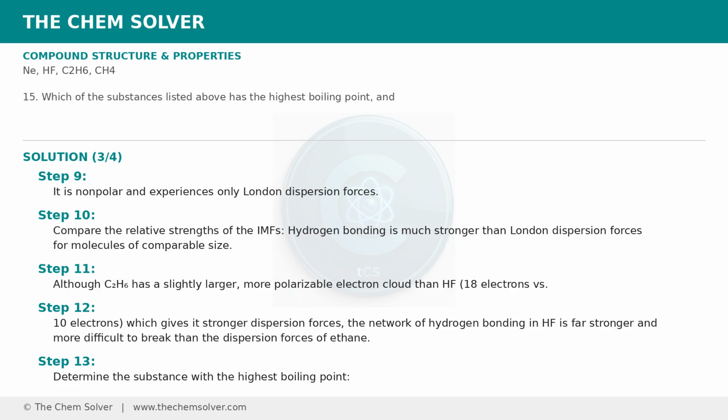Compare the relative strengths of the IMFs. Hydrogen bonding is much stronger than London dispersion forces for molecules of comparable size. Although C2H6 has a slightly larger, more polarizable electron cloud than HF, 18 electrons versus 10 electrons, which gives it stronger dispersion forces, the network of hydrogen bonding in HF is far stronger and more difficult to break than the dispersion forces of ethane.